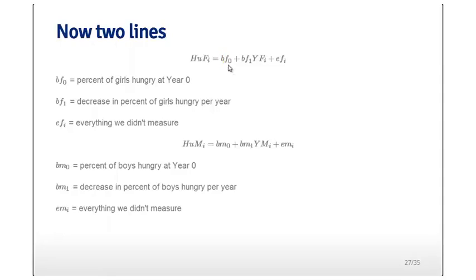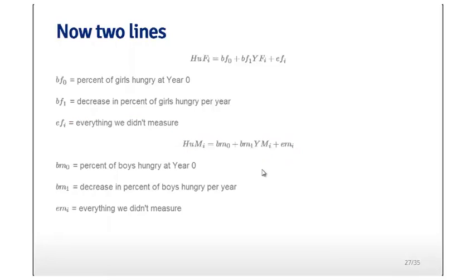This would be a very reasonable thing to do. So, beta F0 is the intercept for this model, which is just for girls. Beta F1 is the slope for girls. And then we're lumping everything we didn't measure into an error term there. And then we could have the same model for males.